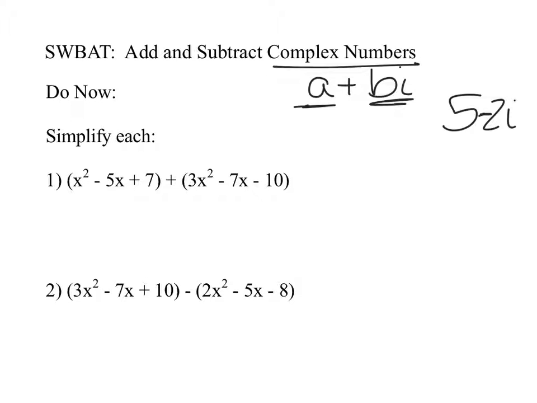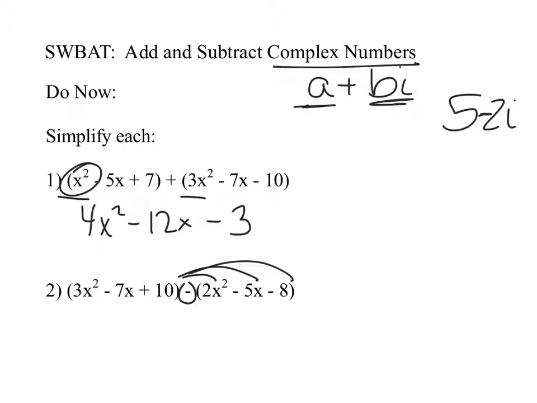So recall that when you combine polynomials, you can only combine things that are alike. And that's the same thing with complex numbers. So if we do this one, we combine 4x squared, the 5x and the negative 5x and the negative 7x, and the 7 and the negative 10. And we get this. With this one, you recall that when we subtract, we change the sign of everything going next to it. So it becomes negative 2x squared plus 5x plus 8.